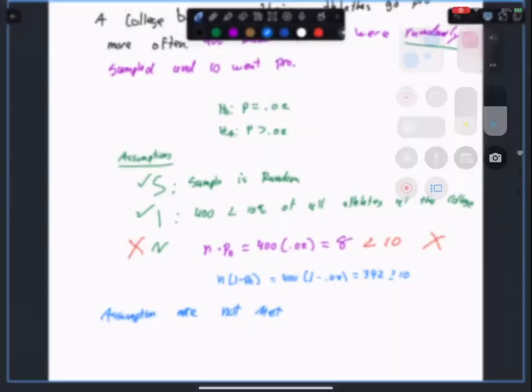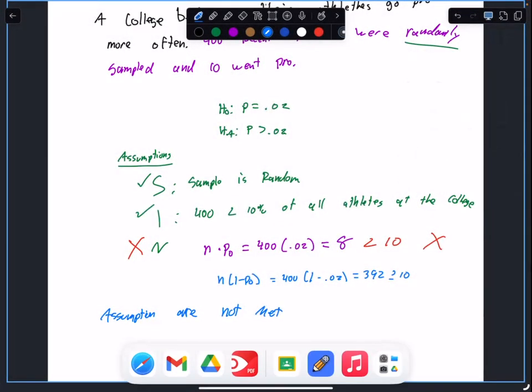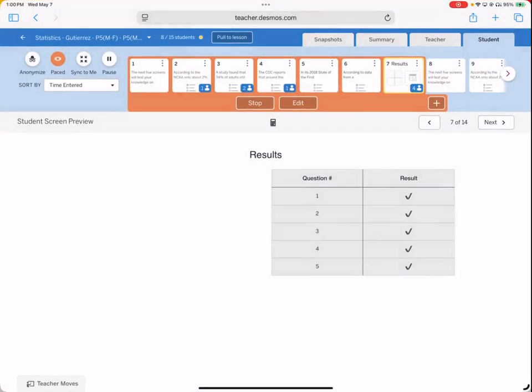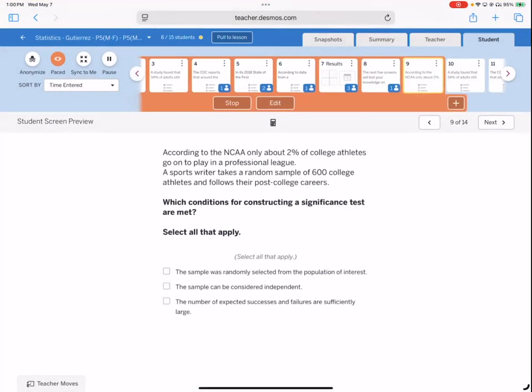All right. Let's go back to Desmos, everybody. Bring it on back to Desmos. Now we're back on a computer. Let me open up the next slides, the first one. So, this one's a little bit different. This one says 600 athletes. It just says a random sample of 600 college athletes.